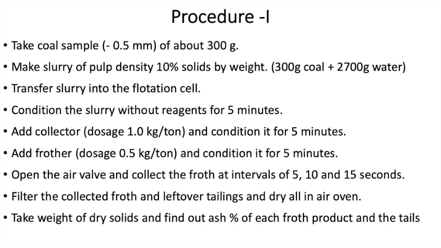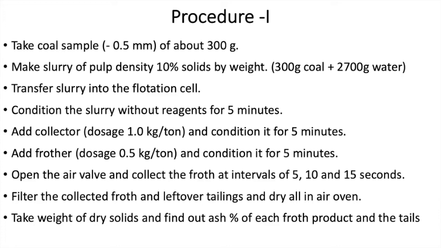So the procedure is given for the first aim. You have to take a sample of about 300 grams. You have to make a slurry, 10% solids by weight, so 300 grams of coal and 2700 grams of water. You prepare the slurry separately and then feed it to the flotation cell, or you prepare the slurry within the flotation cell.